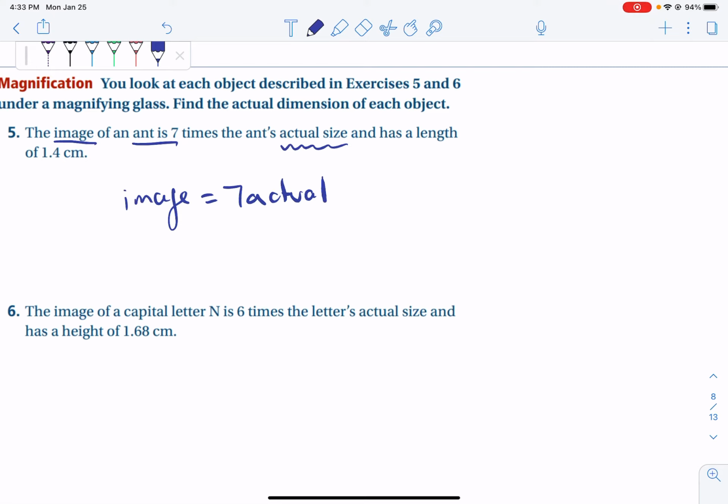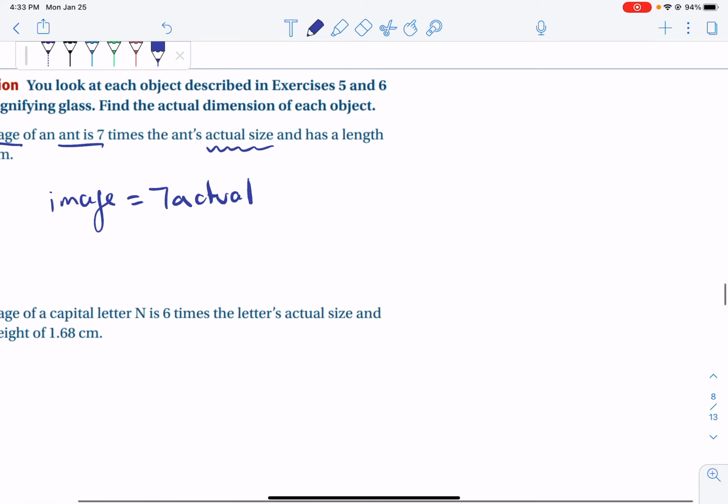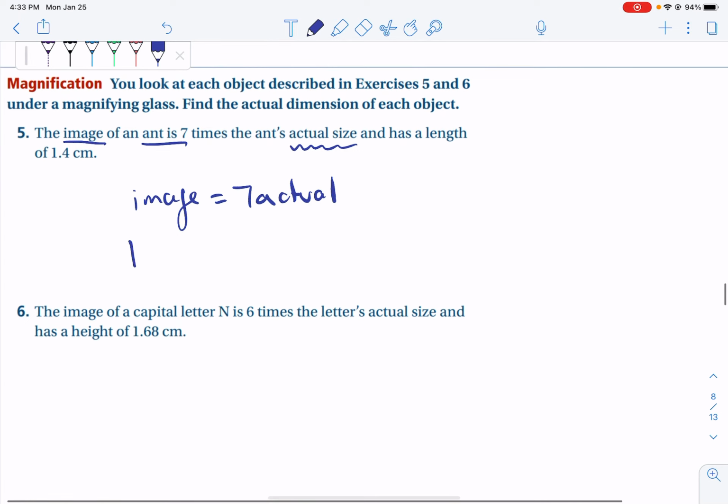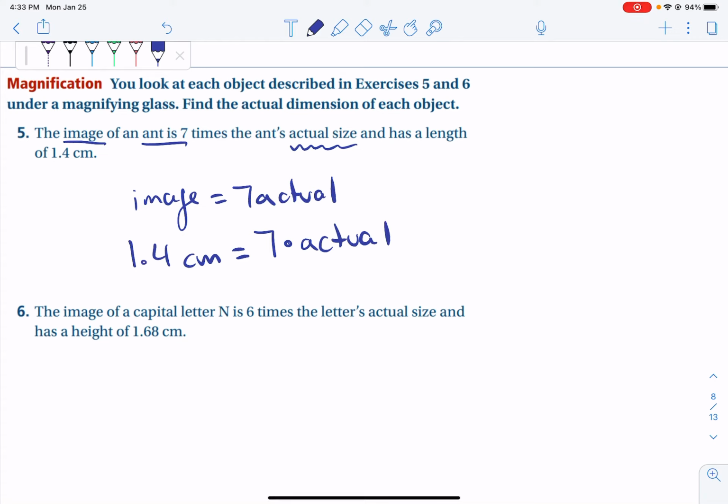Now, when I read that has a length, it's still talking about the image. So my image is 1.4 centimeters. And that's equal to 7 multiplied by the actual length. So what this problem is asking is, what is the actual size of the ant? Like, how long is the actual ant? It's not 1.4 centimeters. I know that seems really small, but 1.4 centimeters, that's a pretty big ant.